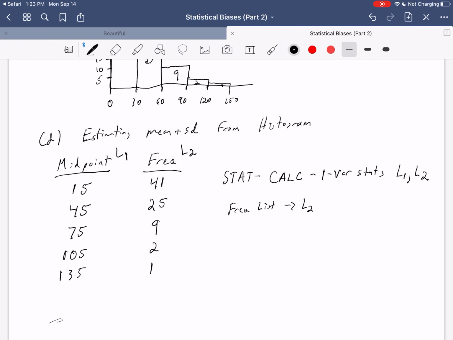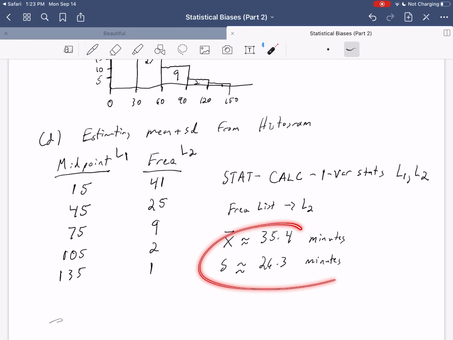Either way, though, what we should get here is we want the mean, which looks to be roughly 35.4, and we can put that in minutes. And the standard deviation, of course, we want the sample standard deviation, which should be 26.3 minutes. So there we go. We got our average and our standard deviation, even though these are just the best estimates we can get from our data.